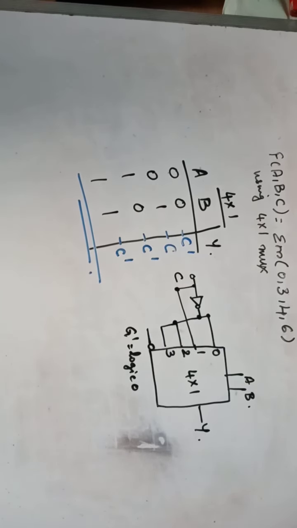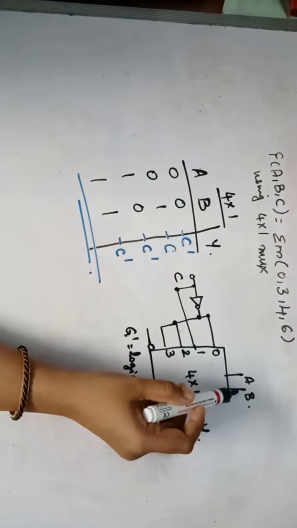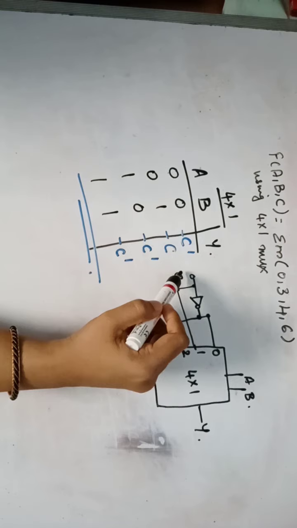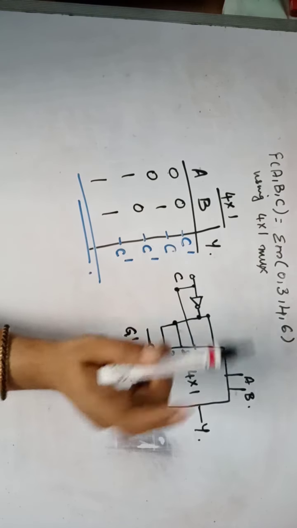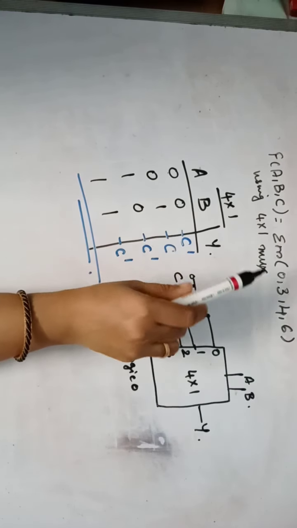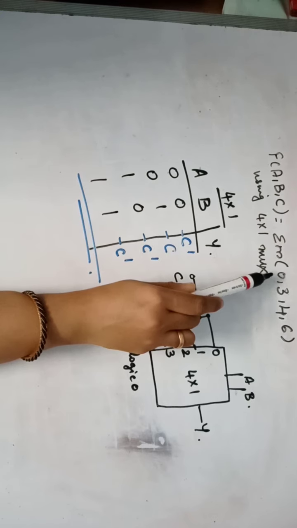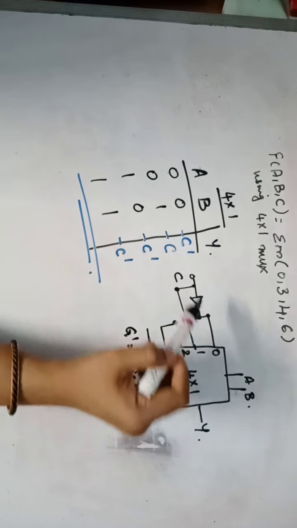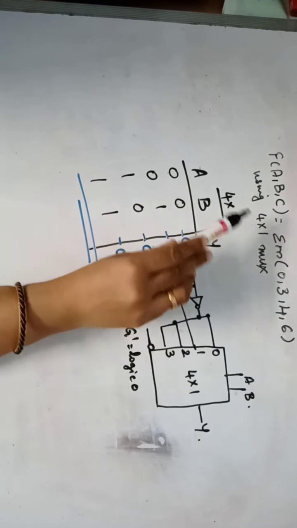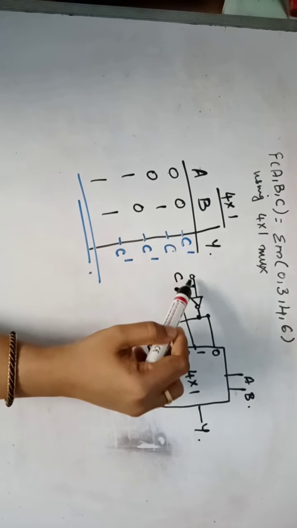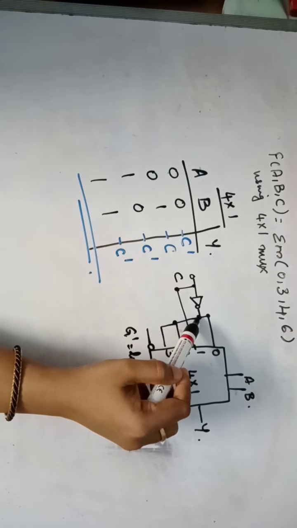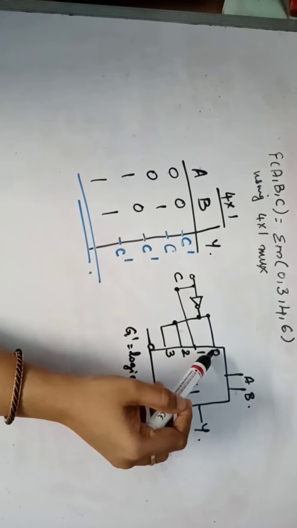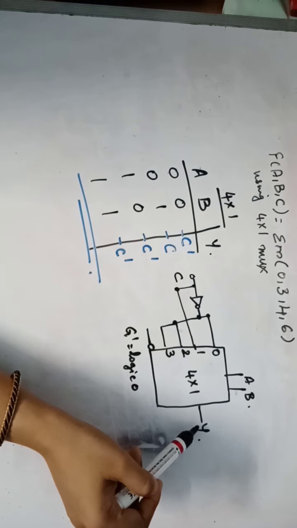Okay. So this is how you get it. A0, B0, C0 means what should I get? A0, B0, C0 means I should get a 1. So A0, B0 means the 0th line is selected. For C, I am giving 0 because 0, 0, 0 is what I am taking. C0, so 0 will get a 1. So Y will be 1.